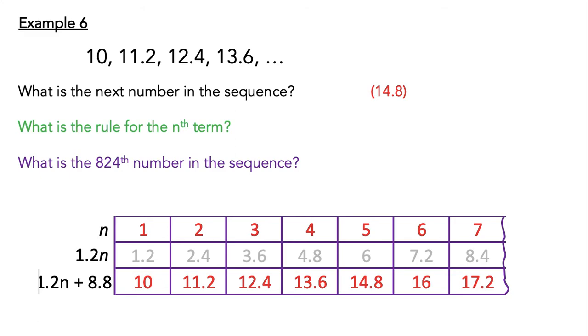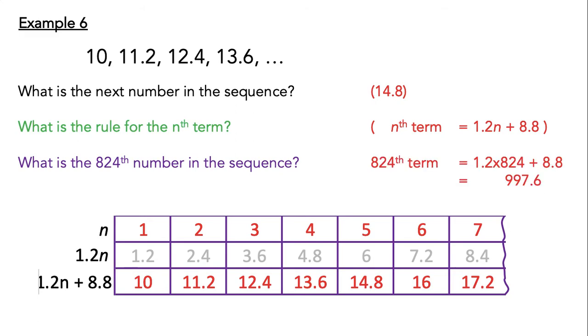The rule for the nth term is that the nth term is 1.2n plus 8.8, and then the 824th number in the sequence, just stick 824 into that rule, and it comes out to be 997.6.